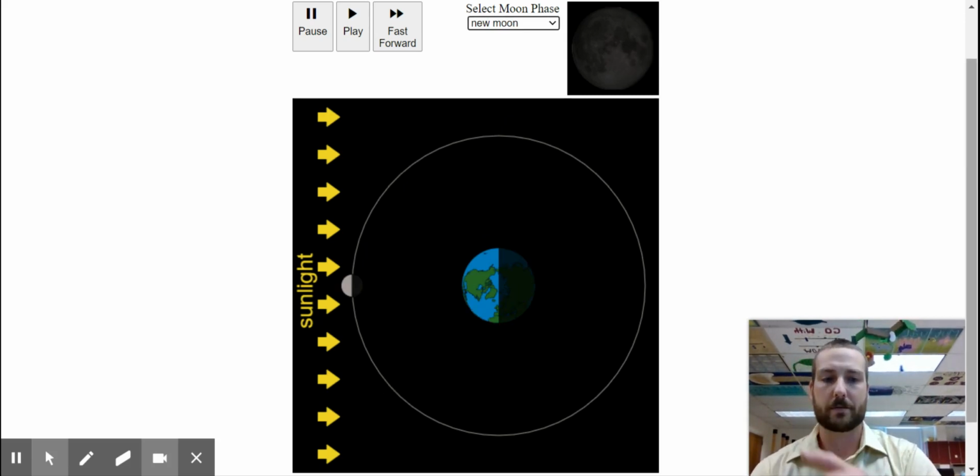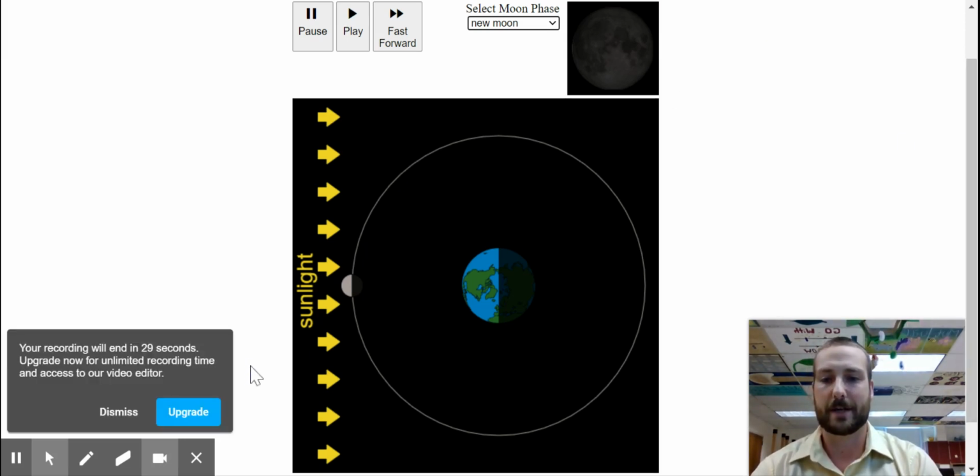So one full orbit, one full revolution, takes about 29 and a half days. And you can kind of see that the phases correspond with where the sunlight is, where we are, and how much of that 50% of the moon that's lit up we can actually see. So hopefully that helps. So it's new moon, waxing crescent, first quarter, waxing gibbous, full moon, waning gibbous, third quarter, waning crescent.